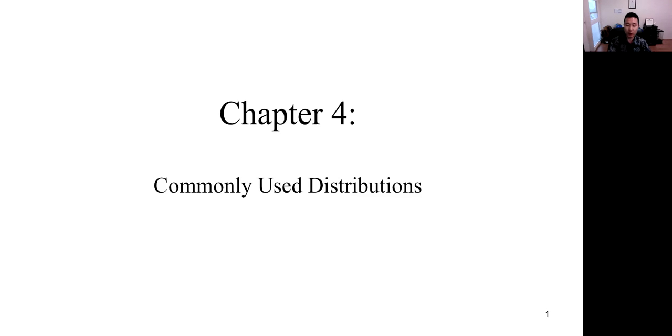Okay. So in chapter 2, we learned probability functions. For example, for discrete variables, we have the probability mass function. And for continuous variables, we have the probability density function. And in this chapter, we learn some of the commonly used distributions, including the binomial distribution and Poisson distribution for discrete variables, and the famous normal distribution for continuous variables.